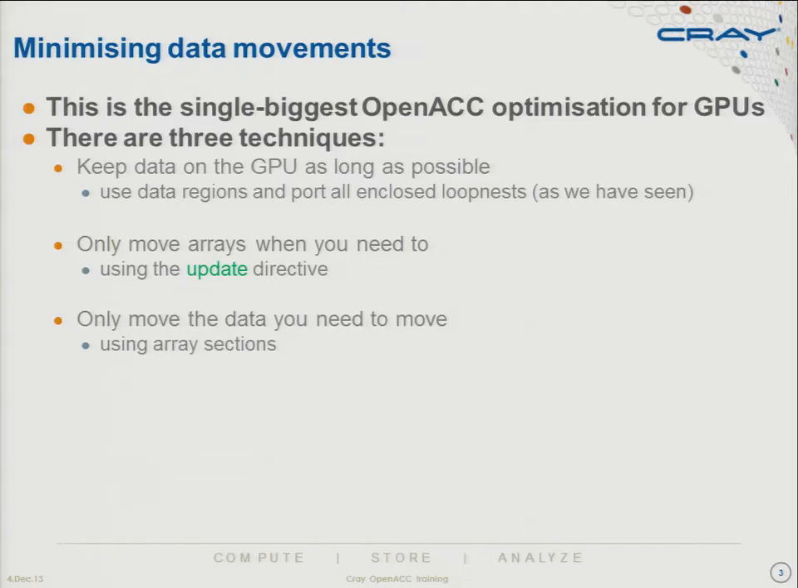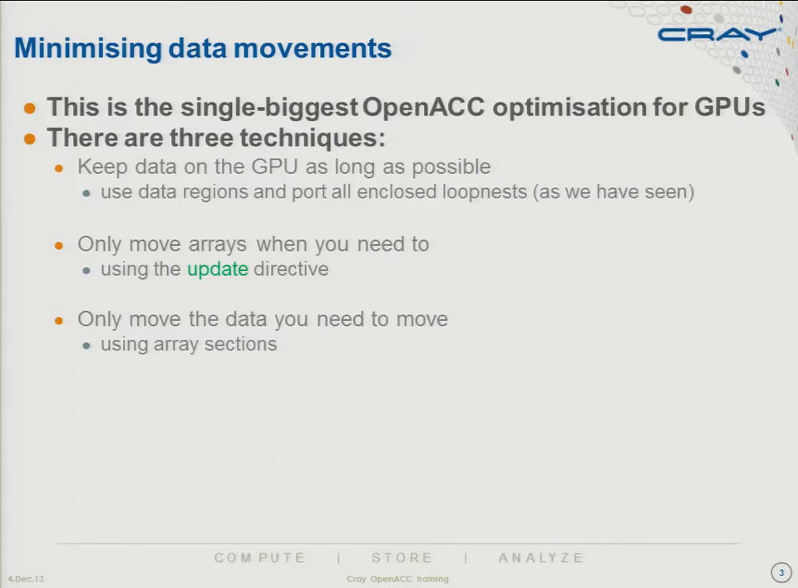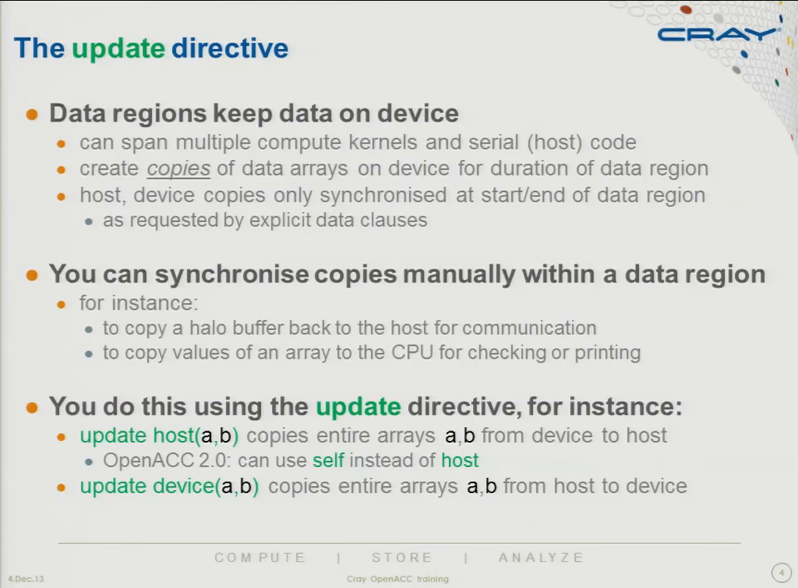Within that data region, if you need to move some data back to the CPU, you don't want to synchronize everything by ending the data region. You can use a directive called update to move just the amount of data that you want to move. And when you move the data, only move what you need. If you don't need the whole array, don't move the whole array. If all you're trying to do is move the edges of the array, the halo, because you're going to use MPI to send them to the nearest neighbor processes, don't move the whole array, just move the halos of that array. Again, the update clause allows you to do that.